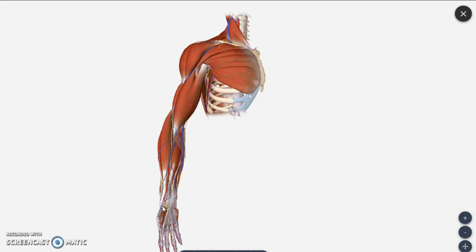This upper limb region is considered an appendicular part along with the lower limb. So on the whole, our body has two appendicular parts: one is the upper limb and the other we will call the lower limb. In this class, we are going to deal with the upper limb region.